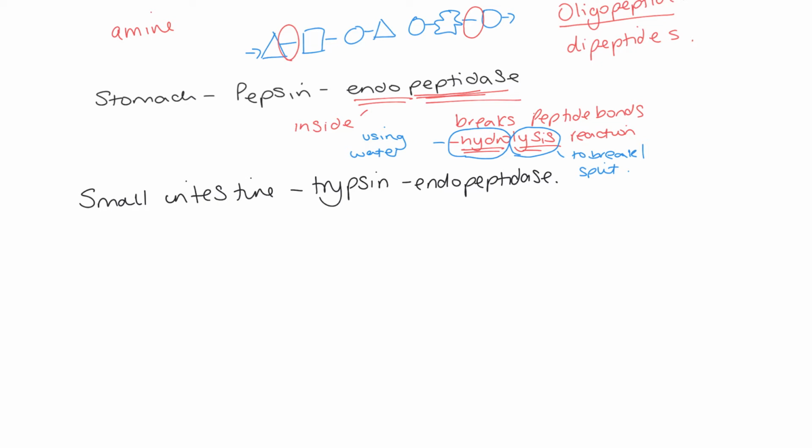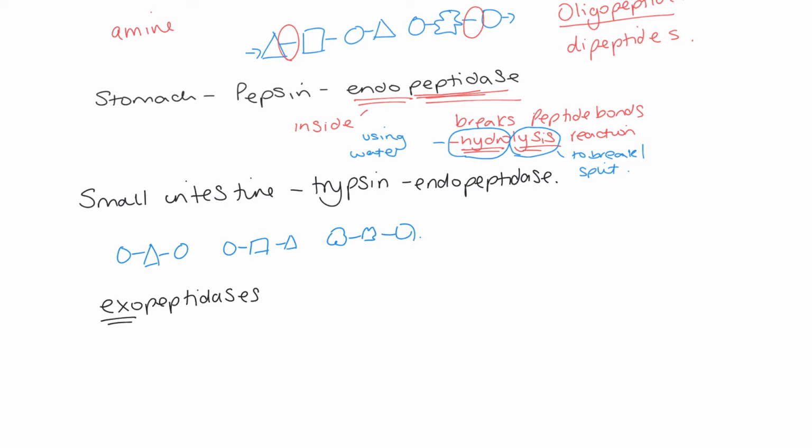What is the purpose of this? This is to create more endpoints. So we're essentially increasing the surface area for the action of enzymes, because if you've got a polypeptide chain and you're making it into smaller and smaller polypeptide chains, like for instance, as we can see here, you've now got more endpoints which exopeptidases can act on. And let's just take a moment to talk about exopeptidases.